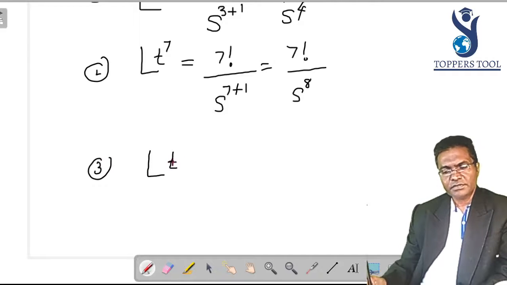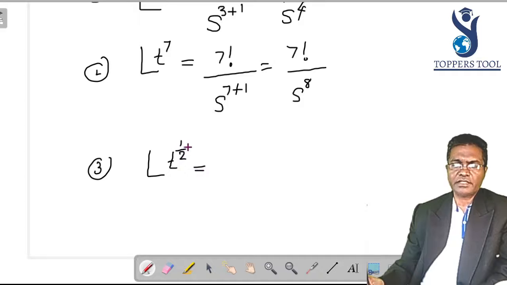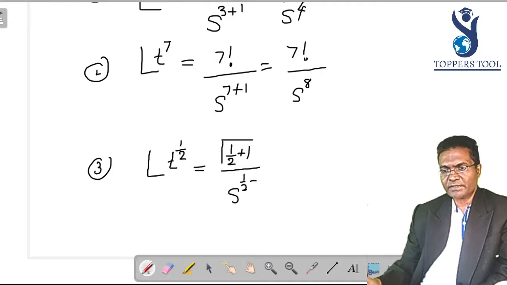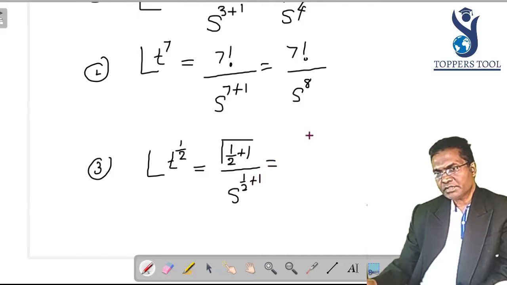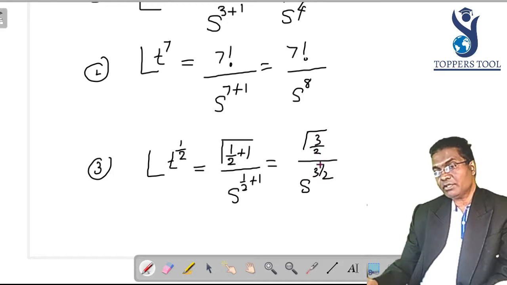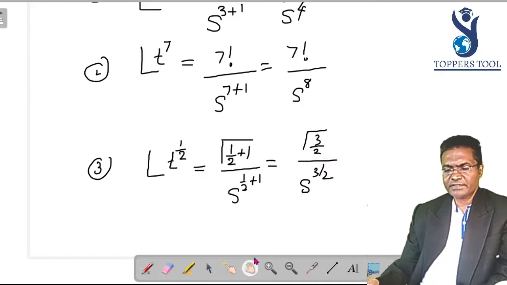L of t power half. Now you cannot write it as a half factorial. So we have to write in terms of gamma. It is gamma of n plus 1, that is half plus 1, by s power half plus 1. So it's gamma 3 by 2 by s power 3 by 2. And we have the value for gamma 3 by 2. Okay, so we will be studying it.